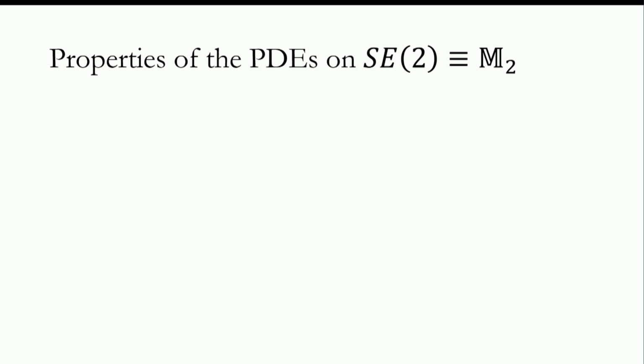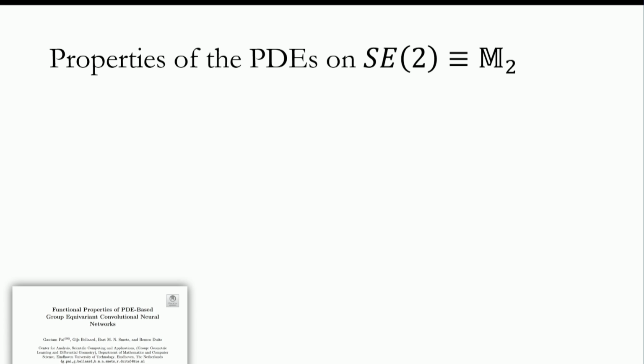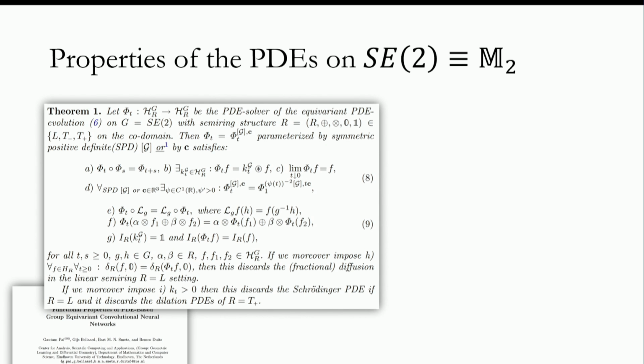That comes later. So the properties you have seen in the previous slide can be generalized, not just to R2, but to any Riemannian manifold. At least that's what we're working on. And in our submission, we have specifically shown that these PDEs on the Lie group SE2, which is basically like M2, satisfy all these conditions. So this is the semigroup property, for example, the convolution property, the strongly continuous property, etc. So we proved that the PDEs have these properties on SE2.